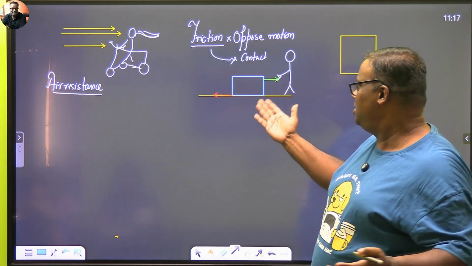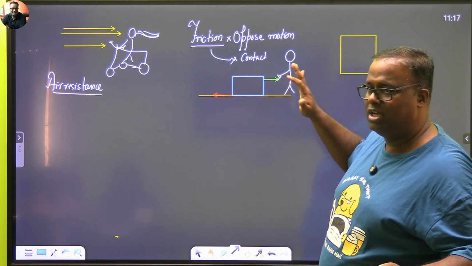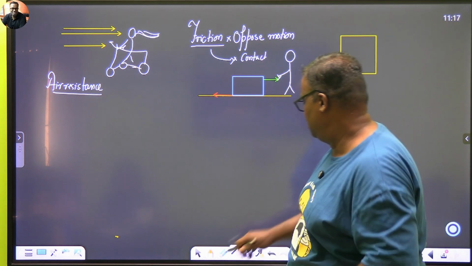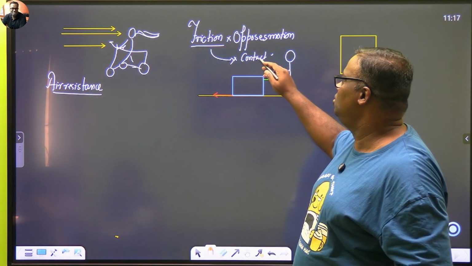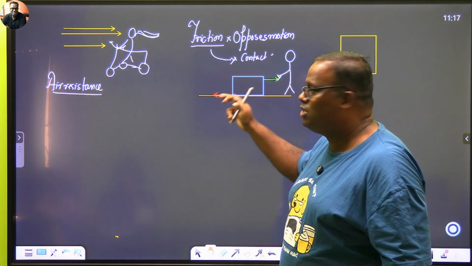So friction depends always upon 2-4 things. We'll see how much is the heaviness, the mass, the contact. So friction opposes motion, always opposes. Okay, friction opposes motion, and friction happens due to a contact. Have you understood? And the direction of friction will always be opposite.